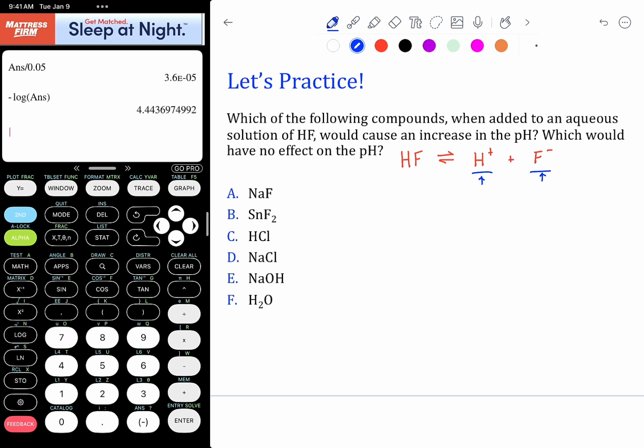So first we have NaF. NaF is an ionic compound that can be split up into Na plus and F minus. Okay, so it has an F minus in there. We see that fluoride ion. So based on the fact that it has that fluoride ion, if we added NaF into that solution, it is a common ion, so this would cause the pH to increase.